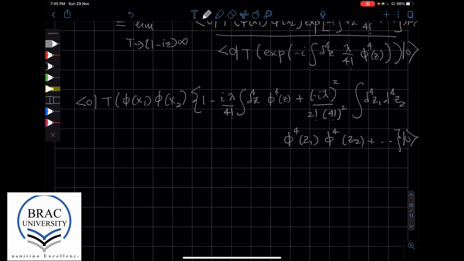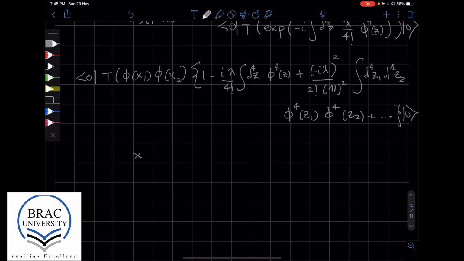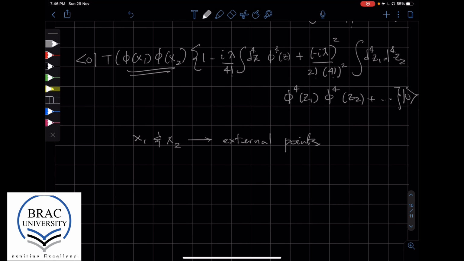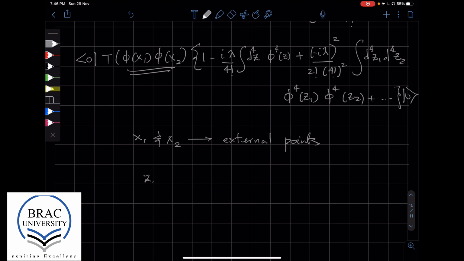So the points x1 and x2 are called external points, because they're outside the integral, whereas the points zi, which are integrated over in this term and also the higher order terms, are called internal points.